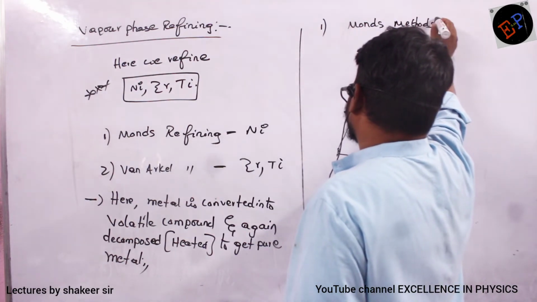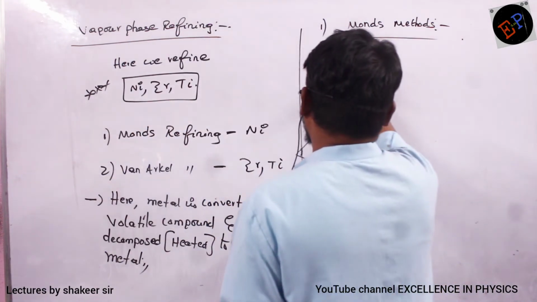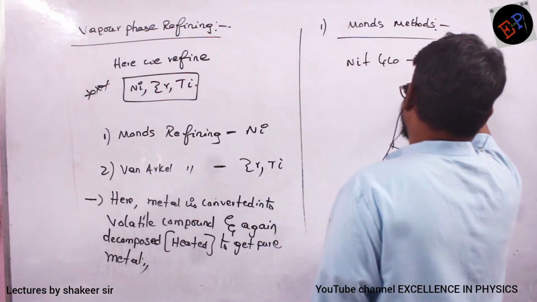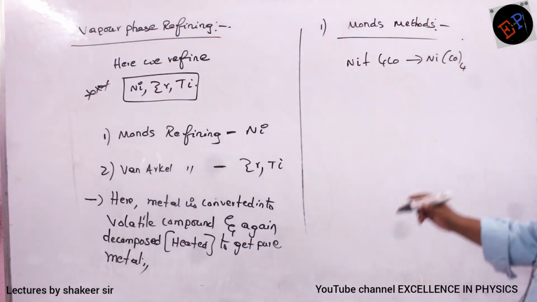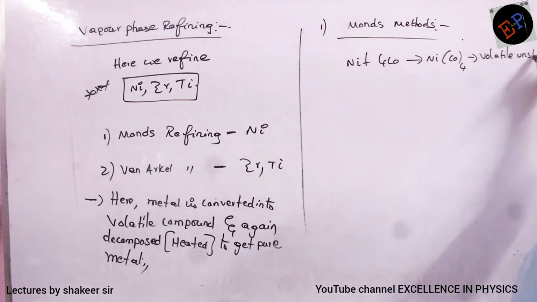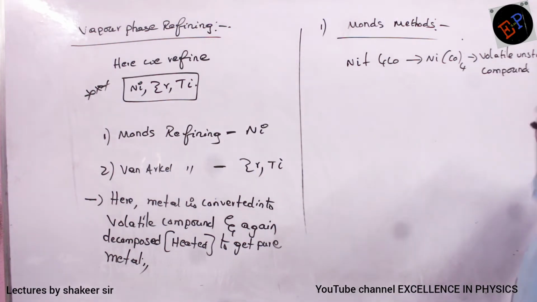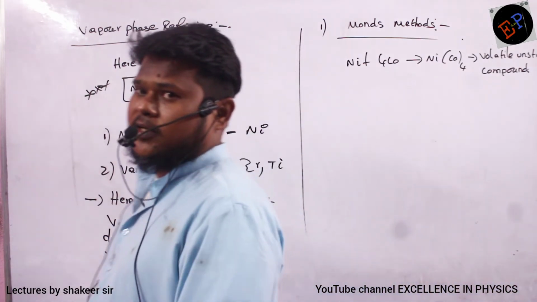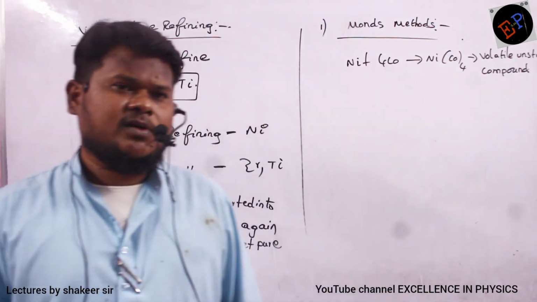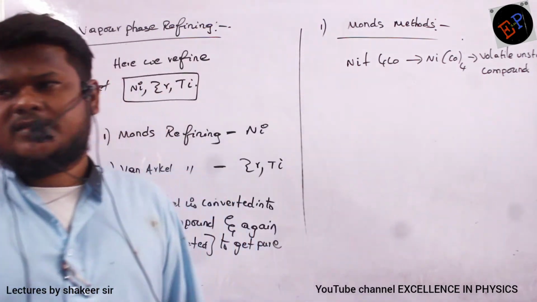In this Mond's method, the metal we refine is nickel. So nickel plus 4CO converts into Ni(CO)4. This is what happens. And this is a volatile, unstable compound. The compound we got is volatile and also very unstable. Unstable means it again disintegrates into nickel and carbon monoxide very easily. That is called a very unstable compound.